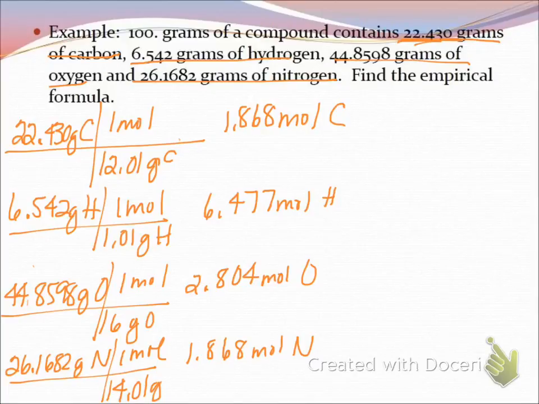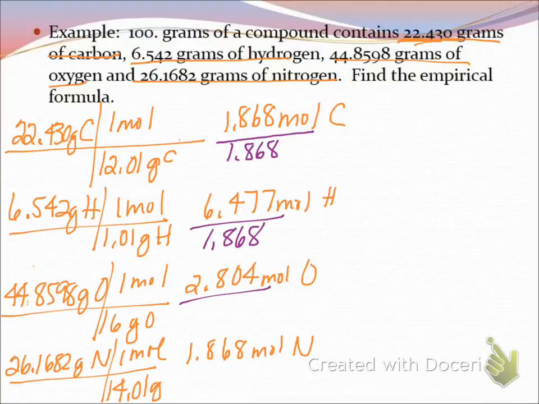Now this next step would be a good time to change colors, because the next step after you convert everything to moles is to divide everything by the smallest number of moles present. Okay? So you're going to divide everything that you just put into moles by the smallest number of moles present. In this case, we have 2 that are the same. They happen to be the smallest. So we're going to divide everything by the 1.868. This is going to give us our ratio of atoms.